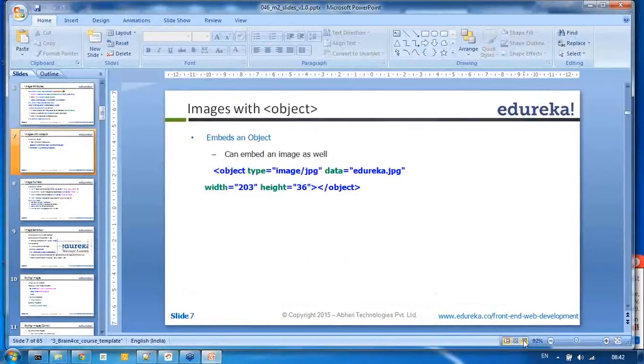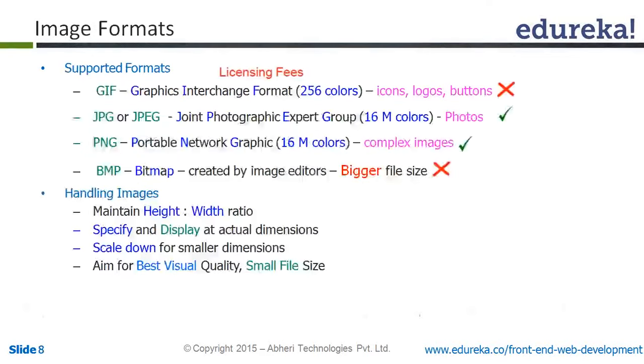Let me just move on to the next slide. So let's briefly look at the different formats in which you can save images. Generally, these are the four popular image formats. GIF stands for Graphics Interchange Format. It has got only 256 colors, and this format is primarily recommended for icons, logos, and buttons.